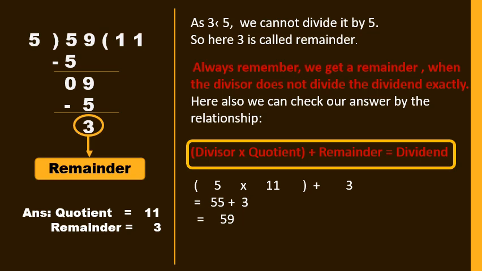is 3. So 5 into 11 gives us 55. Now plus 3 means 55 plus 3, it gives us 59. So girls, our answer is correct. Now we are going to write the answer. Answer: quotient equal to 11 and the remainder equal to 3. Understood?